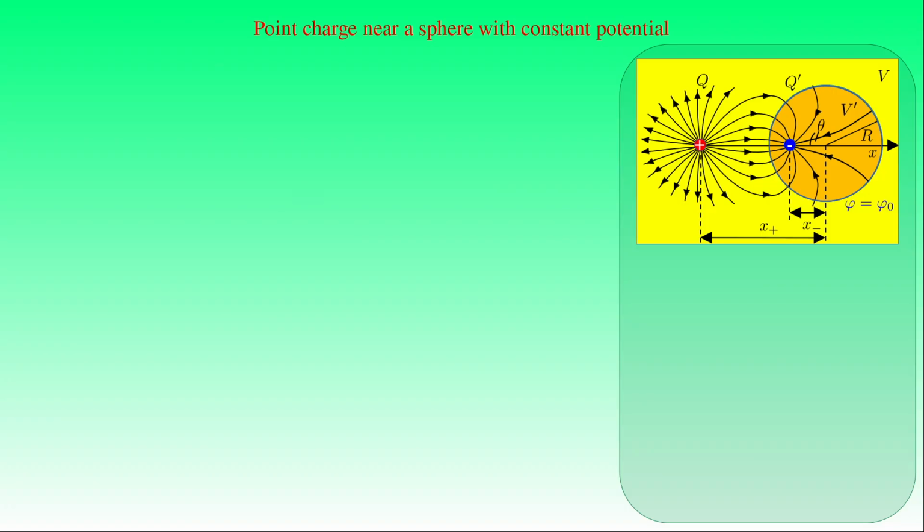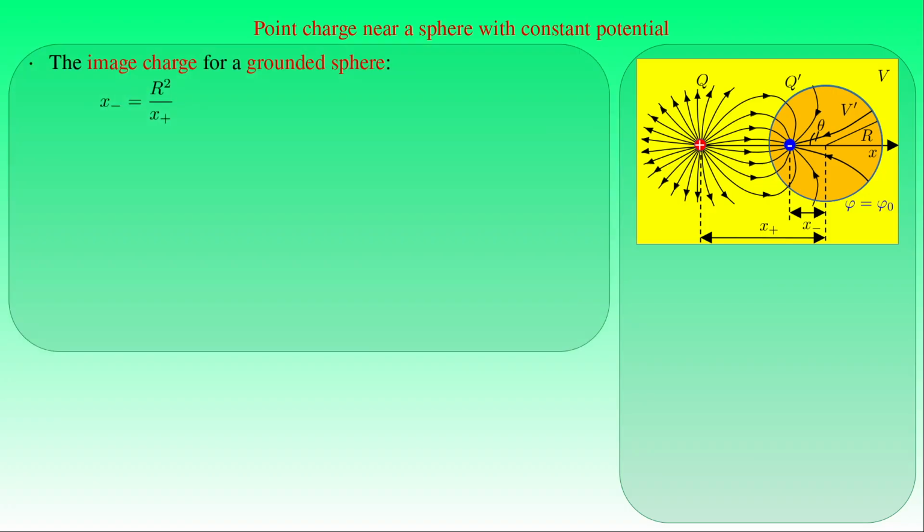The distance x sub minus is still equal to the square of the radius capital R over the distance x sub plus, and the image charge q prime is given by minus the ratio of capital R to x sub plus, times q. Since the potential on the sphere is equal to the constant phi naught, we need to introduce another image charge to produce an electric field over the union of the volumes V and V prime such that the conducting sphere is still an equipotential surface of potential phi naught.